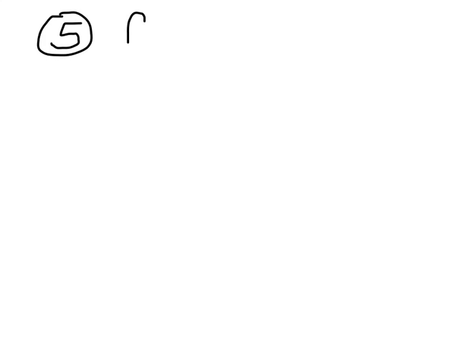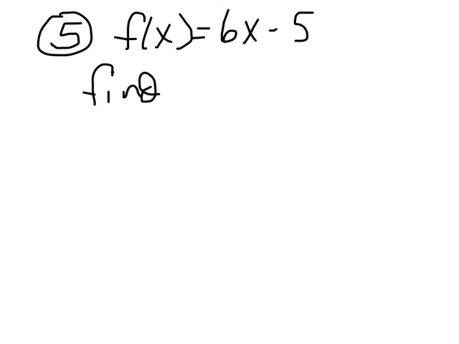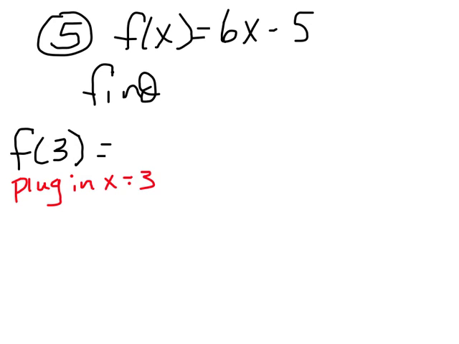All right, number 5 says if f of x equals 6x minus 5, find, first of all, let's do one at a time. F of 3, what's that telling me to do? When they put the 3 in there, that means what? Yeah, it means x is 3. Plug in x equal 3. So that would be 6 times 3 minus 5. 18 minus 5, right, would give me 13.